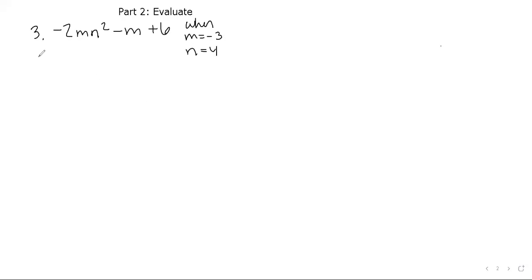Okay. So we got -2. We're going to plug in that m, which is -3. We're going to plug in that n, which is 4. Make sure you square it. We're going to bring down our subtraction sign. We want to plug in that m, which is -3, and then bring down the plus 6. Okay? So, with this, we have some multiplication going on and possibly some addition and subtraction. So we're going to start with the exponent.